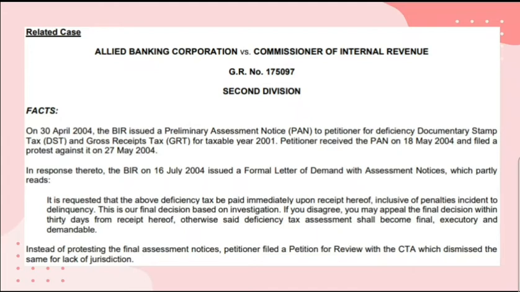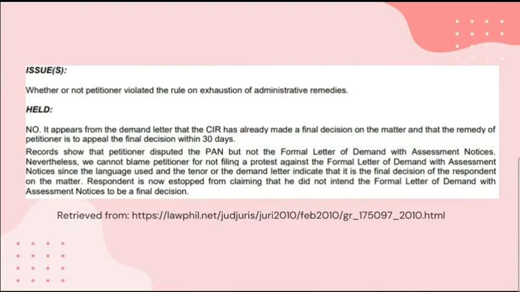So in this case, the proper recourse of petitioner was to dispute the assessments by filing an administrative protest to the Commissioner of Internal Revenue within 30 days from the receipt of the formal letter of demand or final assessment notice. So let's proceed to the issue which will be discussed by Ms. Pasaje. So the issue in this case is whether or not petitioner violated the rule on exhaustion of administrative remedies.